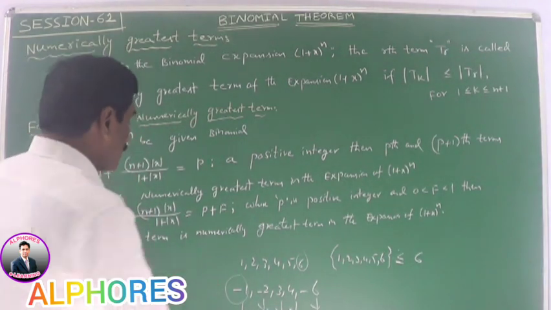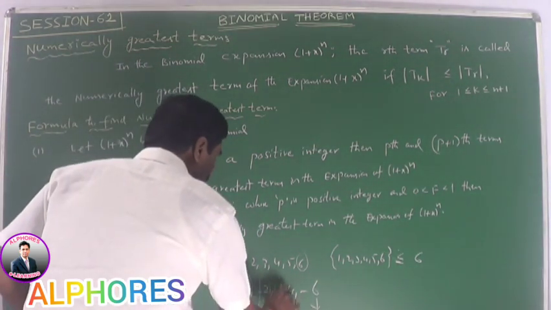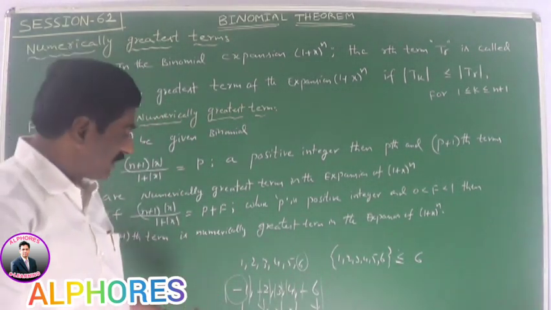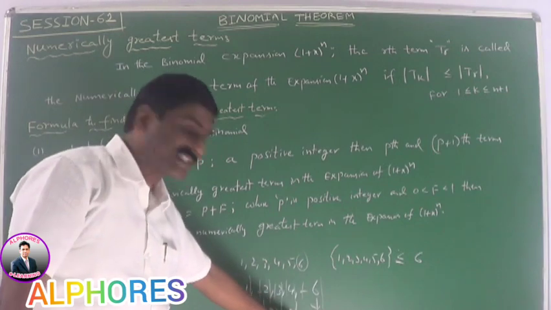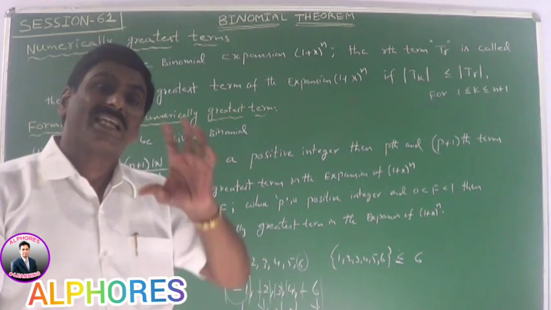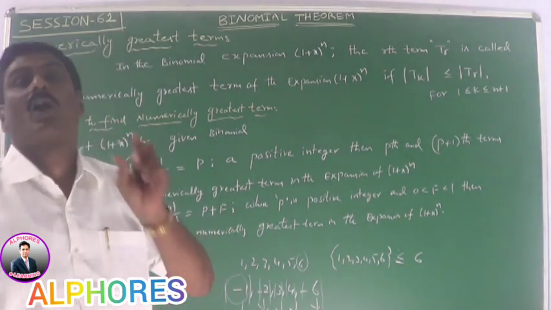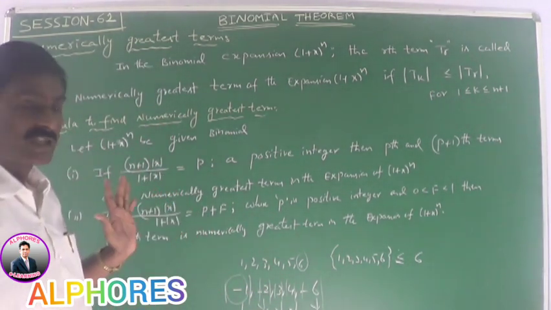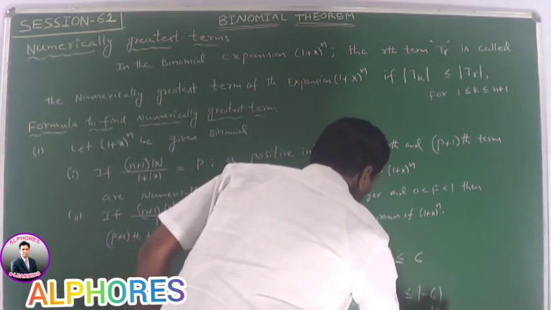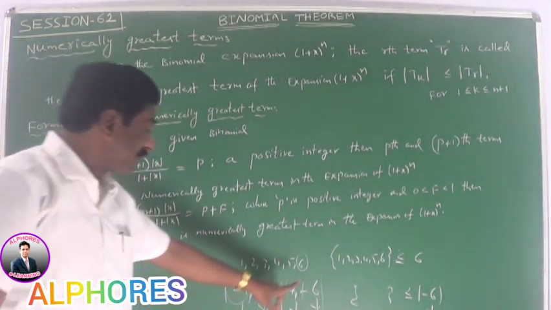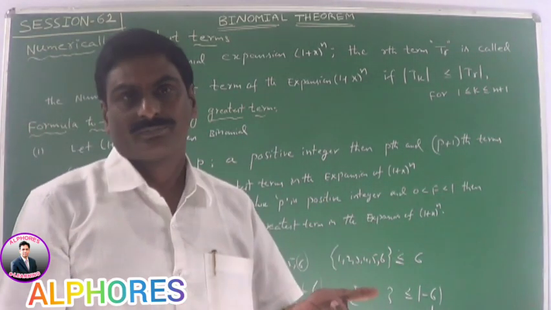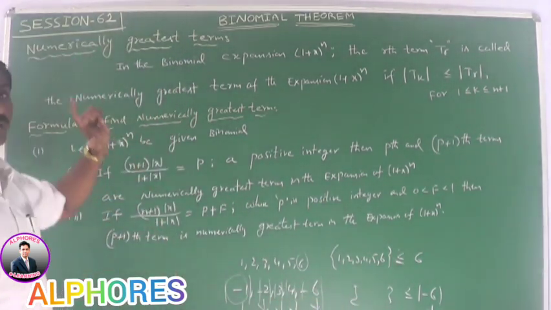That means we apply the modulus of these values: mod -1, mod -2, mod 3, mod 4, mod -6. Out of these, which is greatest? The greatest value is mod -6, that means 6. Numerically greatest means among the given terms, which has the greatest magnitude? That means we use modulus values. Please observe these values. All the values are less than or equal to mod -6, that means less than or equal to 6. So here, mod -6 is the numerically greatest term. Numerically means we take the modulus value.